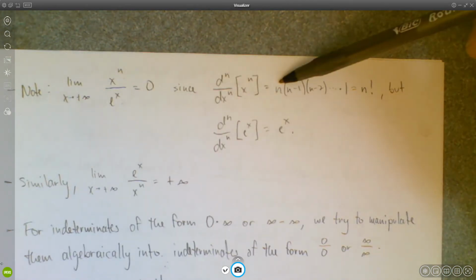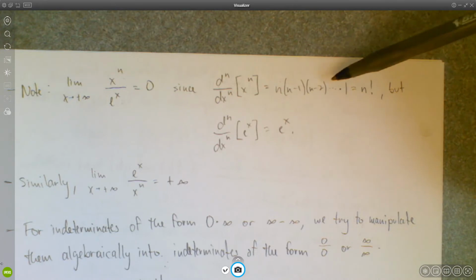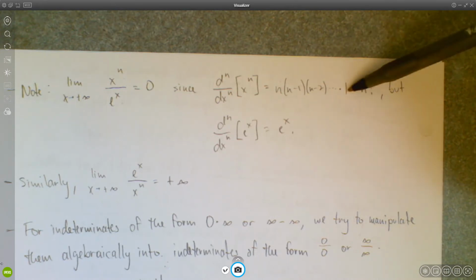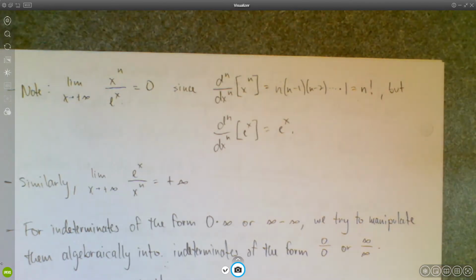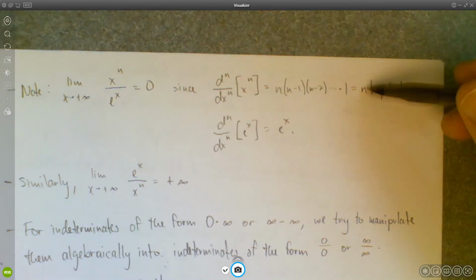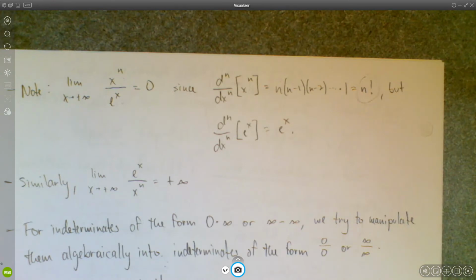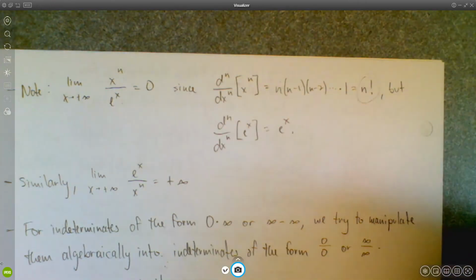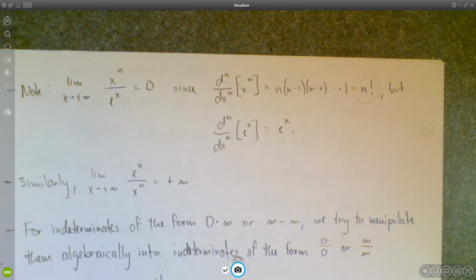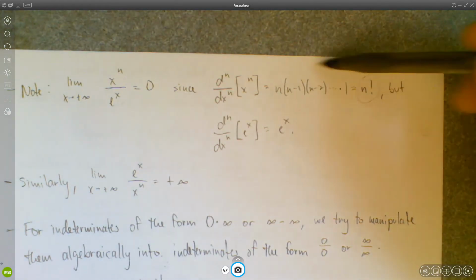Now when you take the nth derivative of x to the n, what do you get? You get n times n minus 1 times n minus 2 times n minus 3 and so forth all the way down to 1. And you may be familiar with the factorial, right? That's n factorial, okay? Meanwhile, the nth derivative of e to the x is always just going to be e to the x, right? So when you get it down to this point, you're going to have just a constant.